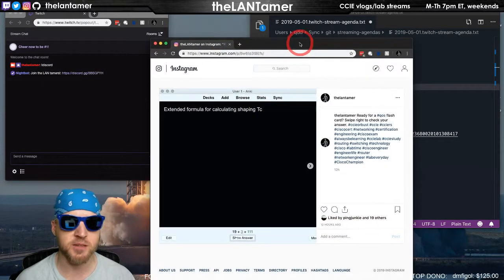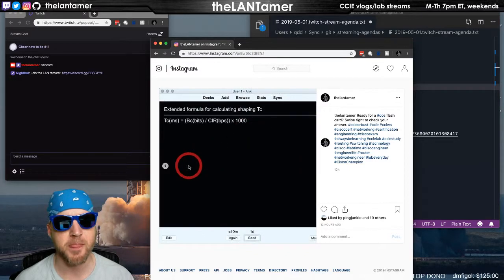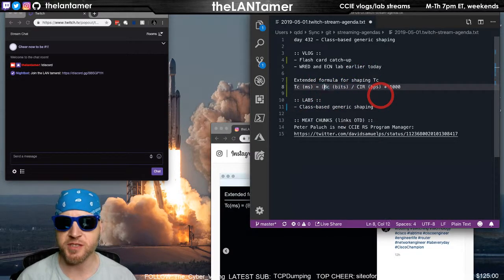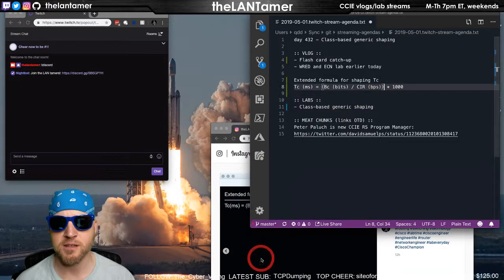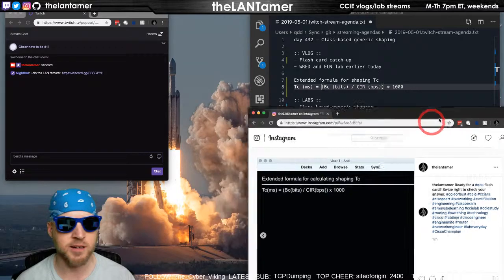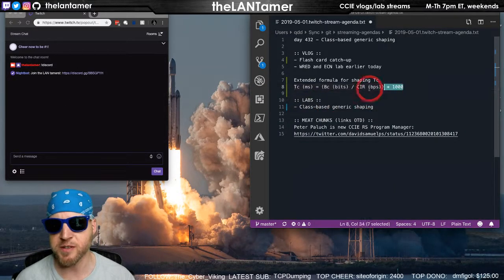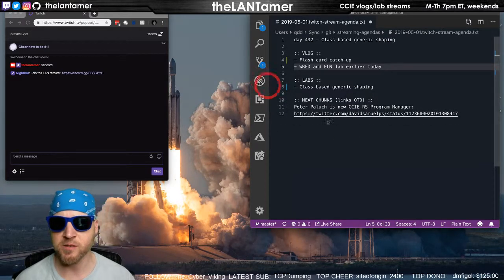So let me see if I got that right. Yeah, TC in milliseconds equals BC in bits divided by CIR in bits per second, times 1,000. I should have put this inside parentheses here. Good, I got it. I had to use that earlier today on the INE lab, so this was very convenient. Hit that early this morning.